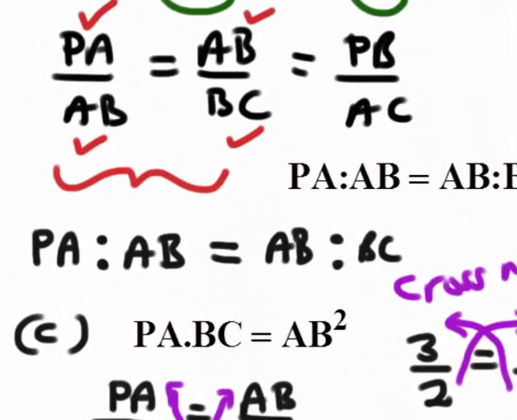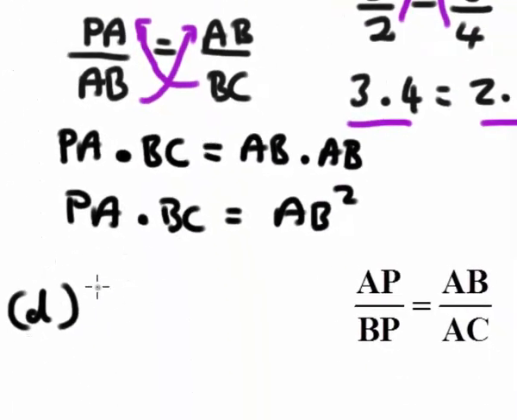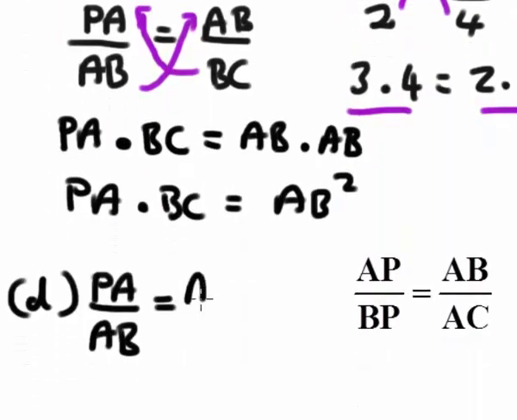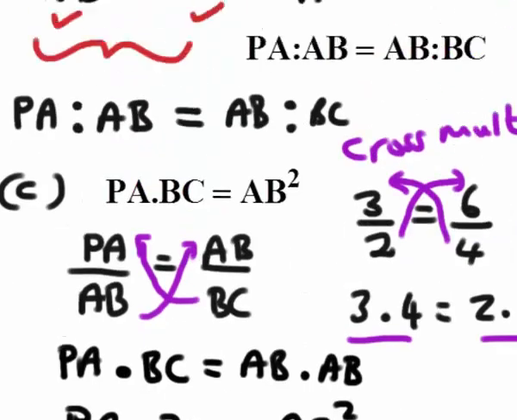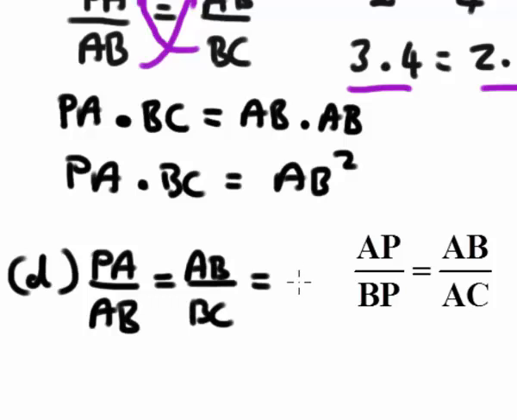Our previous ratio is PA over AB. So let's have a look at that. We've got PA over AB. This is what we've proved. PA over AB is equal to AB over BC. And that in turn is equal to PB over AC. So that's what we've got, PB over AC.